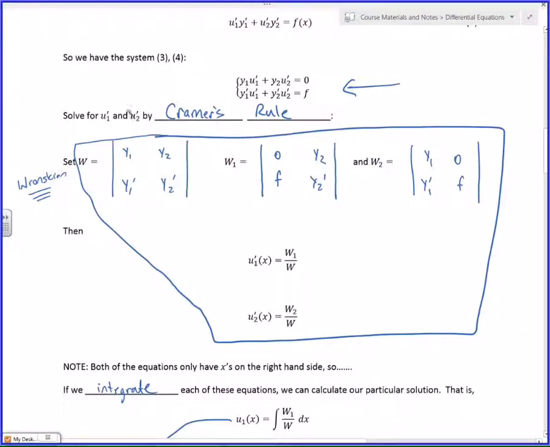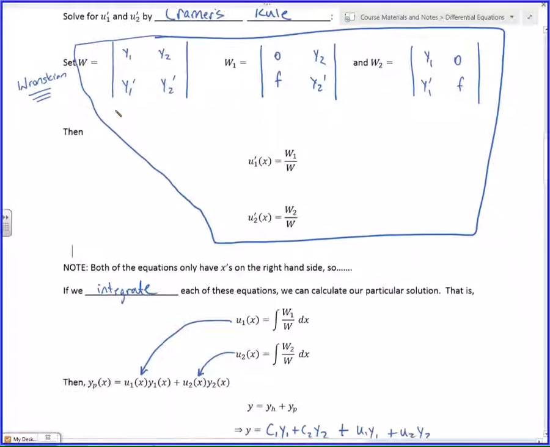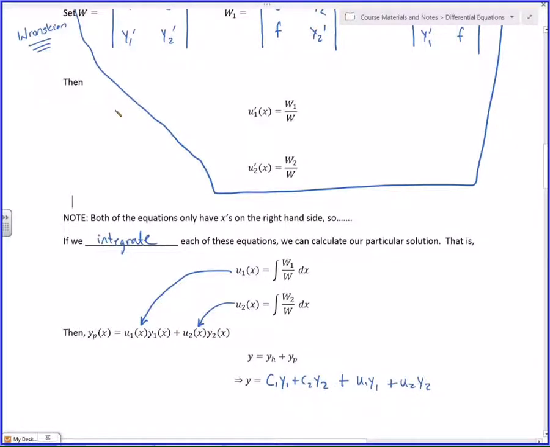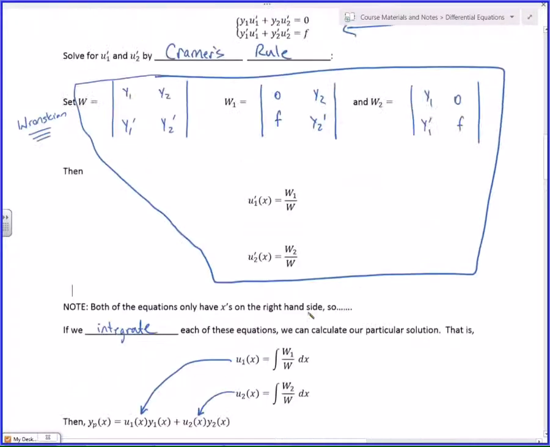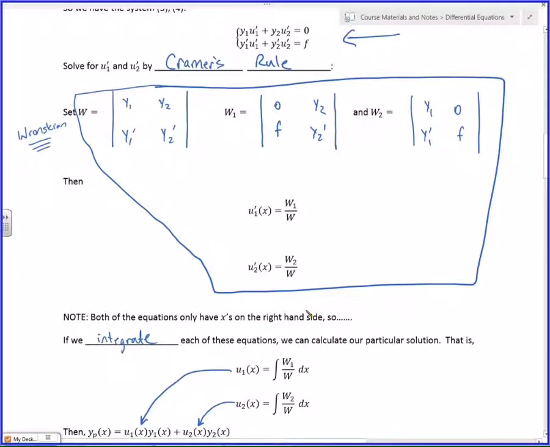Of all the stuff we've done on pages 1 and 2, that's it. That's the key. That's what we've got to know. Because once we get this, then we integrate and we find our u1 and our u2. Notice, by the way, we've got to find y1 and y2 first. So our process is going to be very similar to what we did in 4.4, which is find the homogeneous solution first, then build these determinants to find our u1 and our u2.